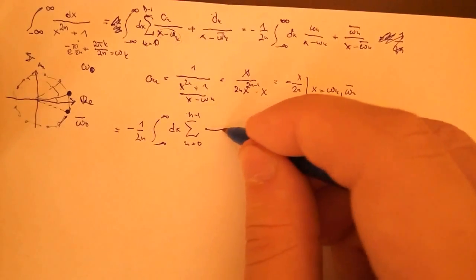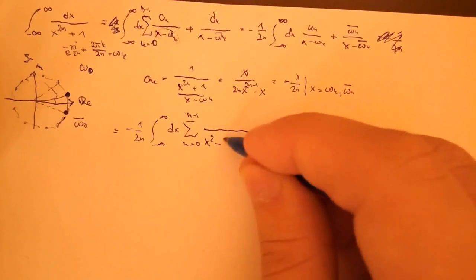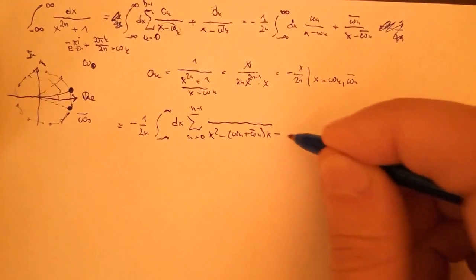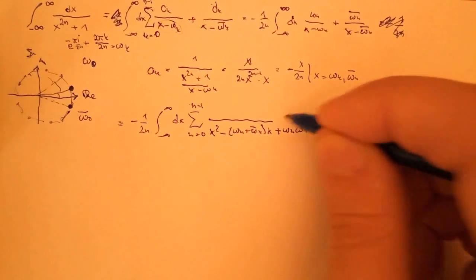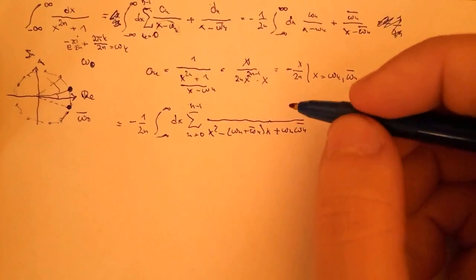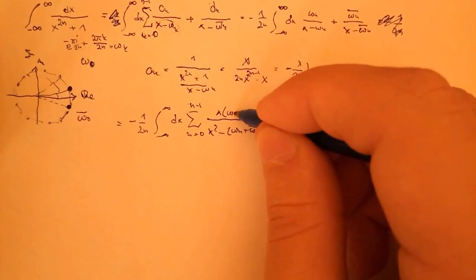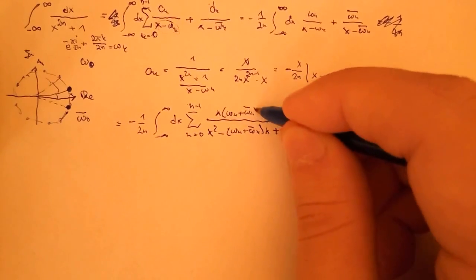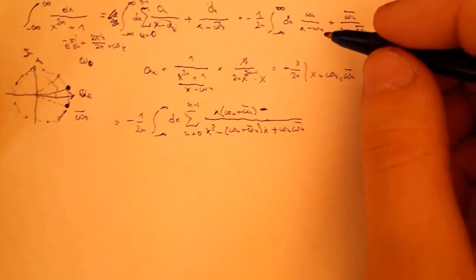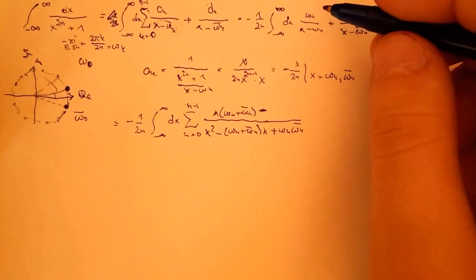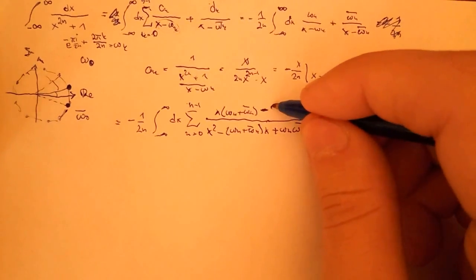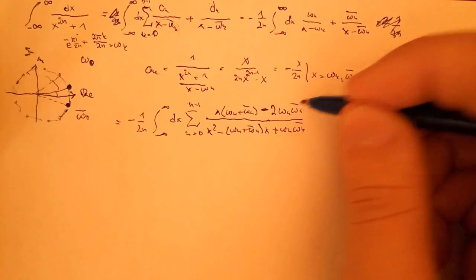So there should be x squared minus omega k plus omega k conjugate x plus omega k conjugate in the denominator, and in the numerator there is x times omega k plus omega k conjugate, minus omega k minus this, so this is minus 2 times omega k conjugate.